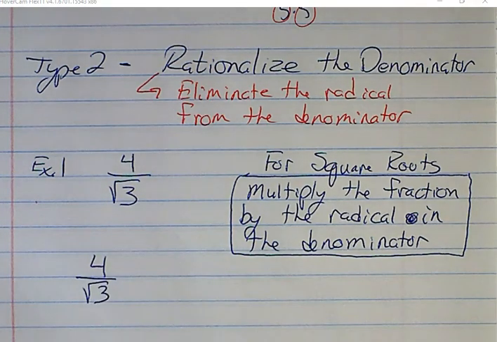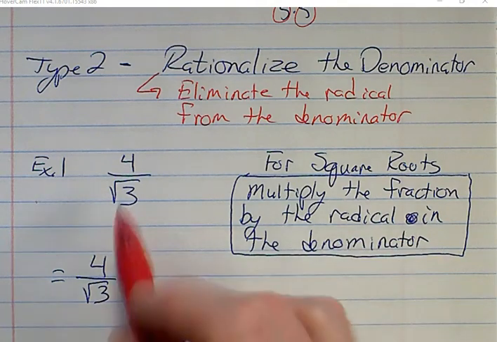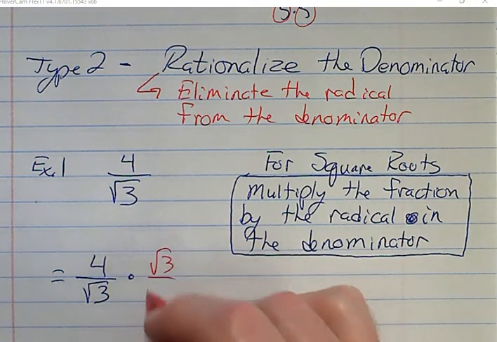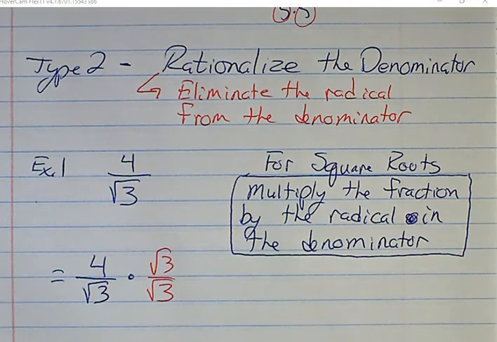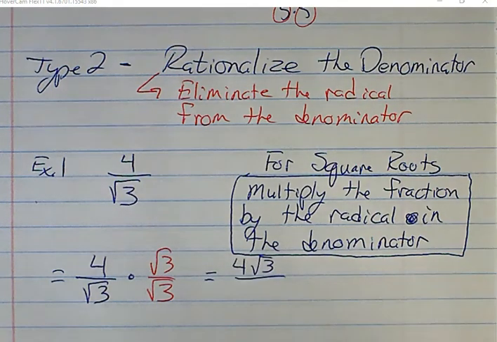Okay, so here's what we're going to do. We're going to take the original problem that we had, 4 over square root of 3, and multiply it by the part that's the radical in the denominator, which is square root of 3. So we need to multiply the top and the bottom by square root of 3. Now it's going to do 2 things. Number 1, on the top, there's nothing you can do with the top on this one. If you do 4 times square root of 3, well, it's just 4 square root of 3.